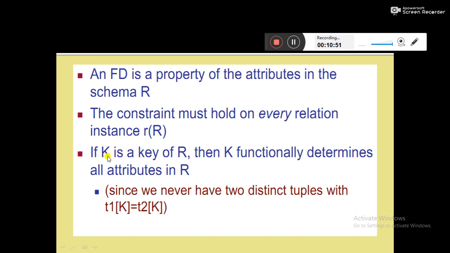And another very important point: suppose K is a key attribute, that is, K is a key of relation R. As K is a key, with the help of K we can uniquely identify a particular record. That means we can say that K functionally determines all attributes in R. This is a very vital point. As the key uniquely identifies a particular record, a particular value of K uniquely identifies the attributes. So K functionally determines all attributes in R.